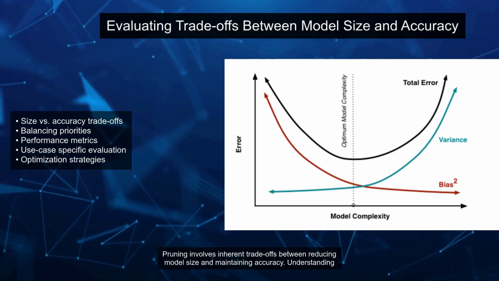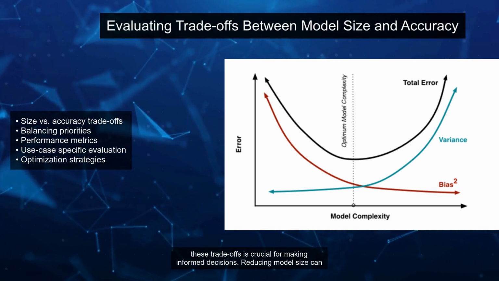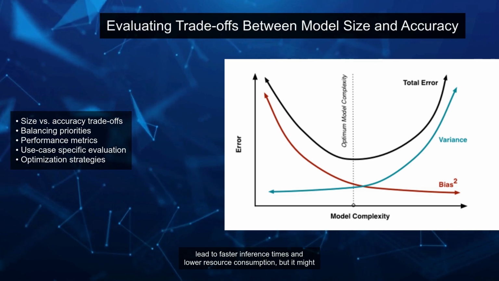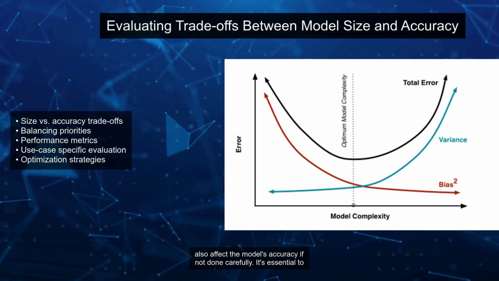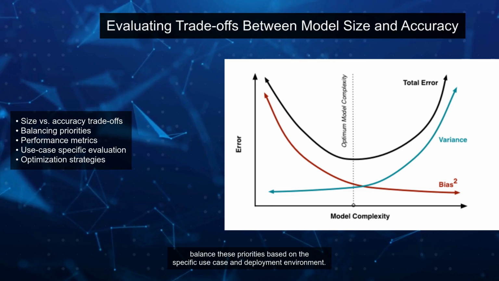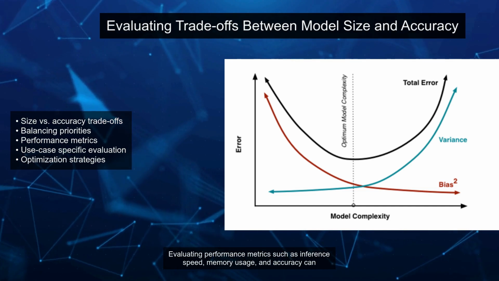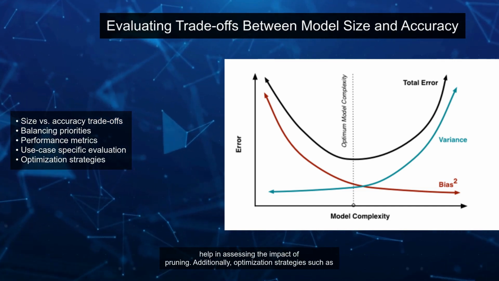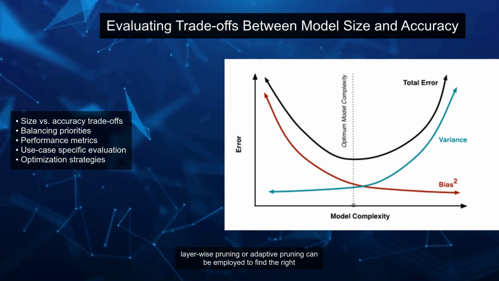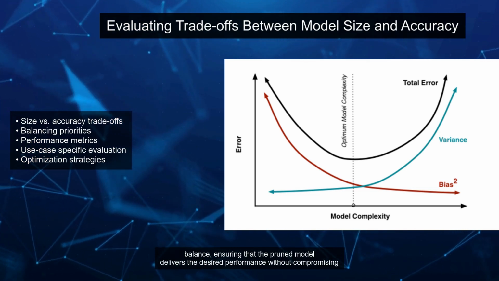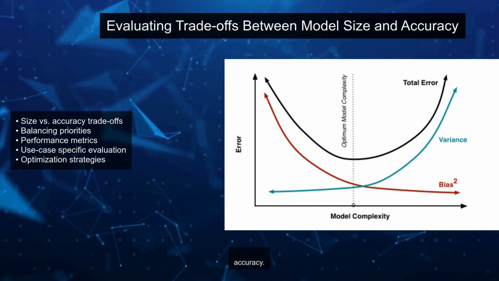Pruning involves inherent trade-offs between reducing model size and maintaining accuracy. Understanding these trade-offs is crucial for making informed decisions. Reducing model size can lead to faster inference times and lower resource consumption, but it might also affect the model's accuracy if not done carefully. It's essential to balance these priorities based on the specific use case and deployment environment. Evaluating performance metrics such as inference speed, memory usage, and accuracy can help in assessing the impact of pruning. Additionally, optimization strategies such as layer-wise pruning or adaptive pruning can be employed to find the right balance, ensuring that the pruned model delivers the desired performance without compromising accuracy.